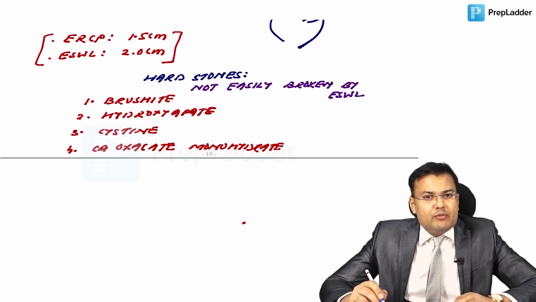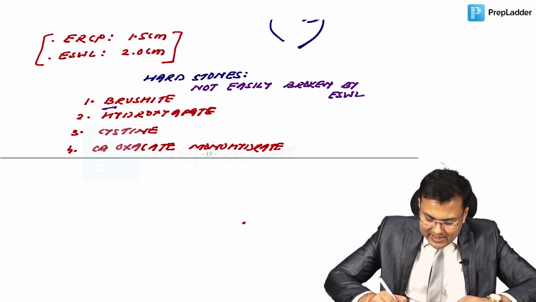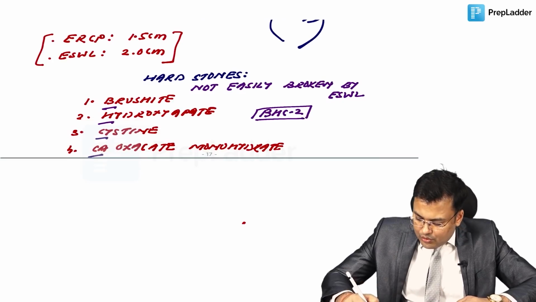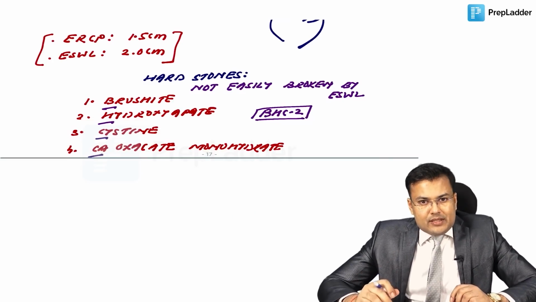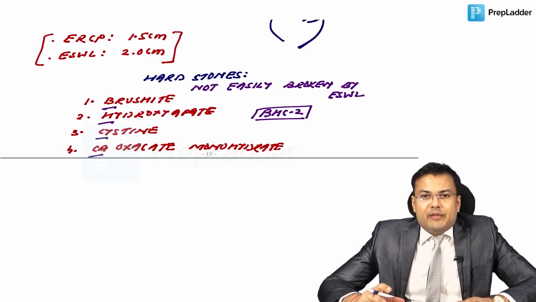All these questions were asked in exam. So how to remember? The mnemonic is BHC2. So you can easily remember BHC1C2. So the mnemonic is BHC2. Right? So any stone can be removed by ESWL. These are the exceptions. The size should be within 2 centimeter and the stone should not be very hard.